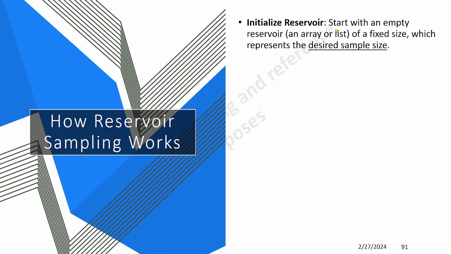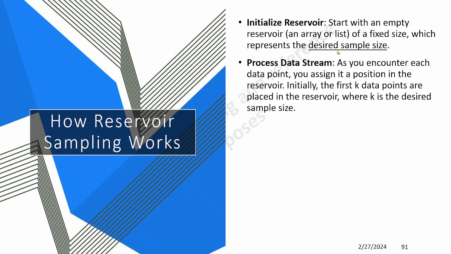So we're going to initialize the reservoir, start with an empty reservoir, or simply a data set or an array or a dictionary of the desired sample size. This desired sample size is a configurable parameter. So as you encounter each data point, you will assign it to the reservoir. First, the initial data points that came in your stream, we will pick those and put them in the reservoir, where K is the desired sample size, and let's say that is 1000.